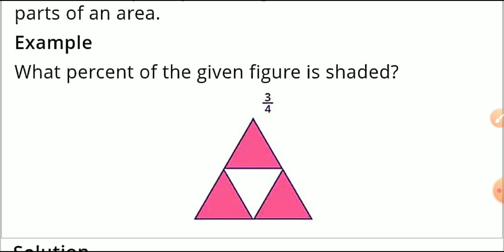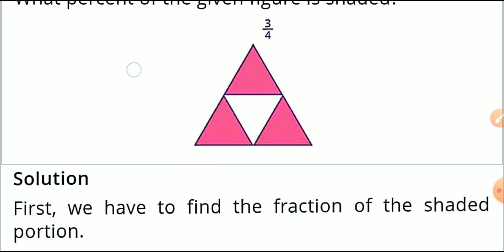What percentage of the given figure is shaded? There are three parts which are shaded and one part is non-shaded. So the shaded part is 3 and the total part is 4. So the percent will be equal to 75%.